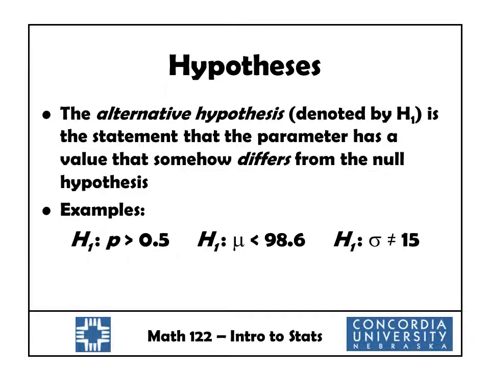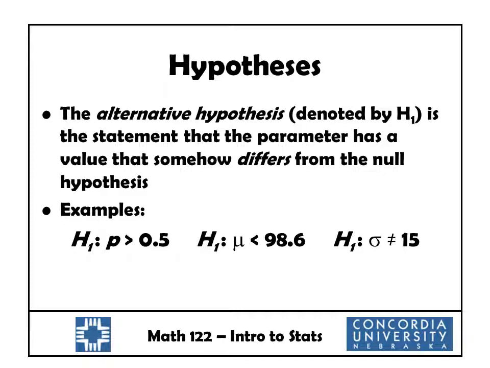The second type of hypothesis is called the alternative hypothesis, denoted by H sub 1, and it's the statement that the parameter has a value that somehow differs from the null hypothesis. So here are three examples of alternative hypotheses that would correspond to the three examples of the null hypotheses on the previous slide.